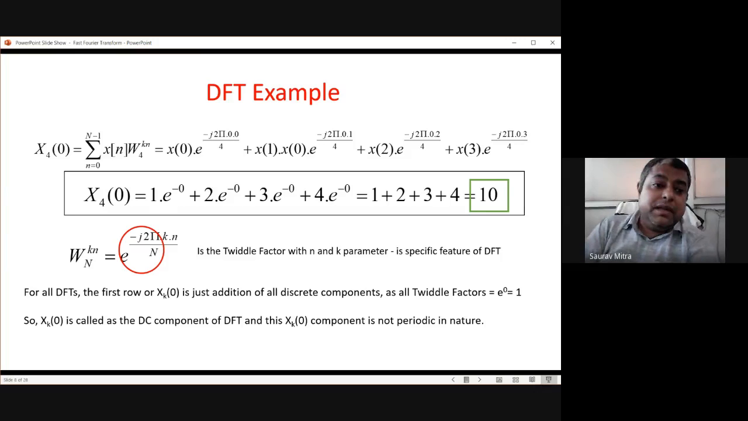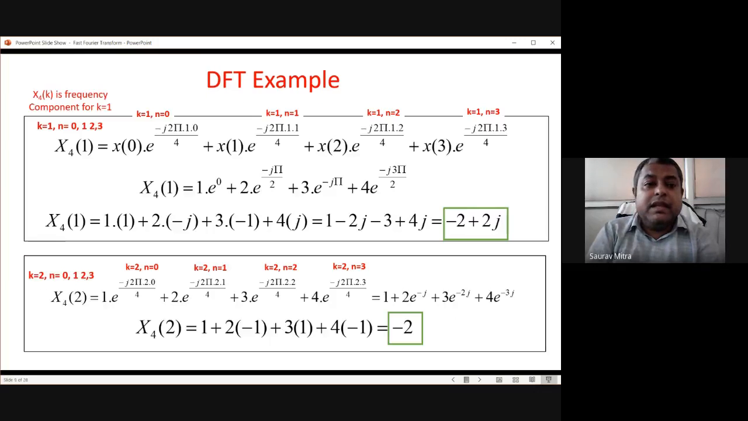Next will come capital X1, capital X2, and capital X3. Those three are the frequency-based components, and X0 is nothing but the DC component. Let us find out how to go for X1.